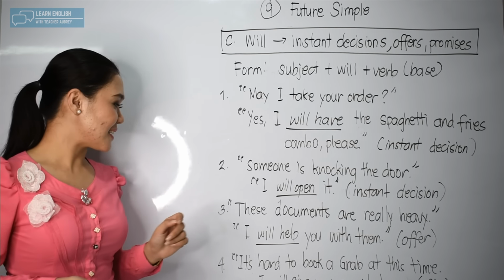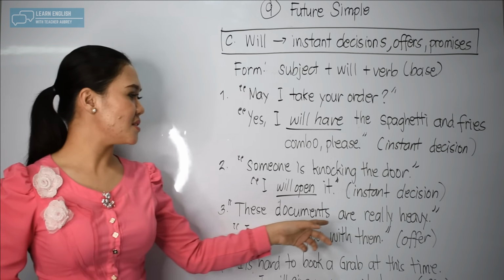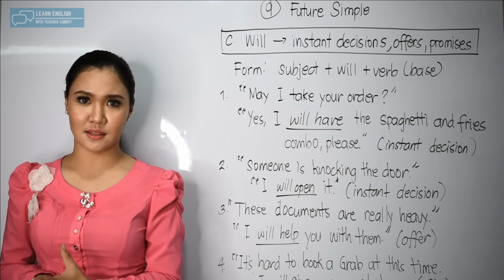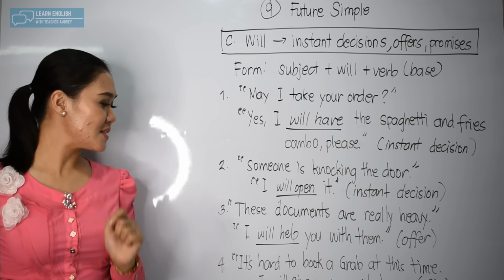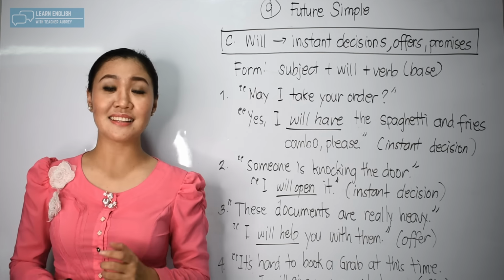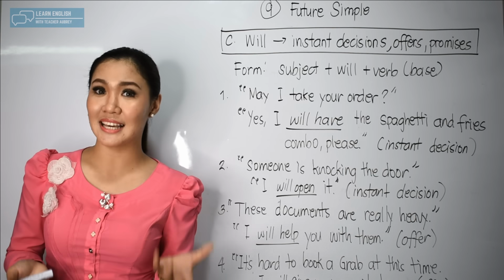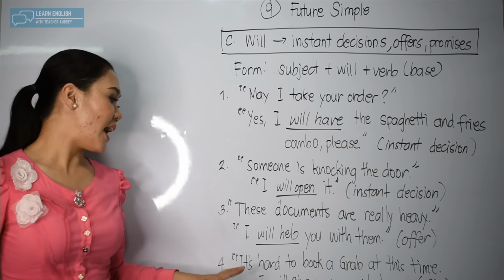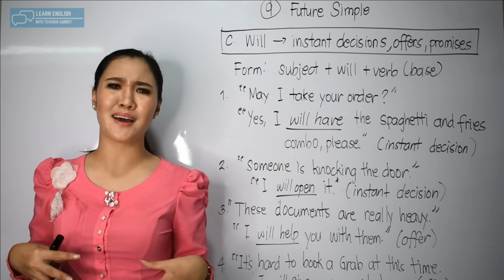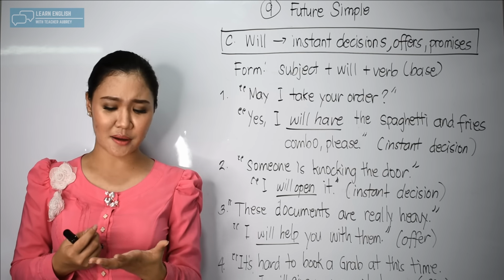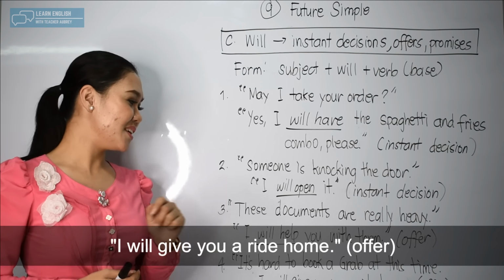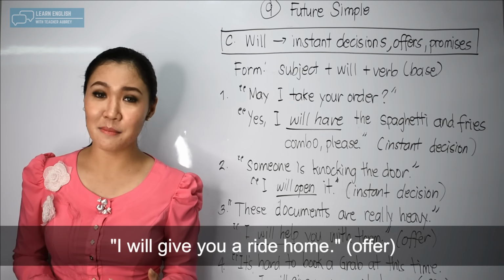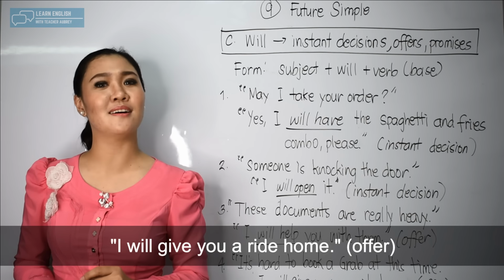Okay? Next, these documents are really heavy. Itong mga dokumentong ito ay talagang mabigat. Okay? And then, sabi ng kasama mo, I will help you with them. That is an offer. Nag-offer siya na tutulungan ka niya. Next example for offer is, it's hard to book a Grab at this time kasi gabi na, ang hirap nang mag-book sa Grab. Okay? I will give you a ride home. Nag-offer siya na ihahatid ka na niya sa bahay ninyo. That is also an offer.